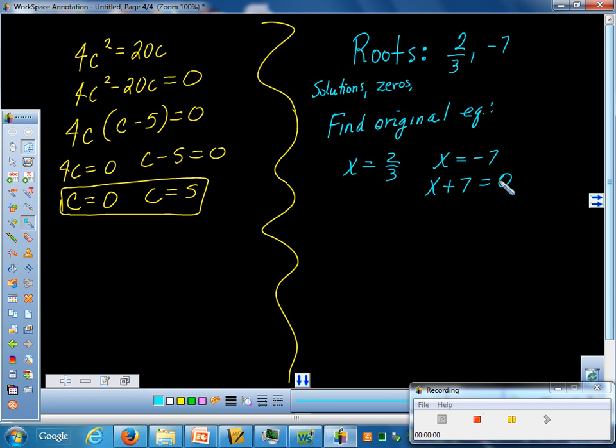Now, the 2/3 is a little trickier, because we would not have had a factor that had a fraction in it. So where did that 3 come from? Didn't we divide it over here, so it had to have been on the x? So it was originally 3x equals 2, which means the factor was 3x minus 2. Okay, if I now know the original factors, how can I get the equation?